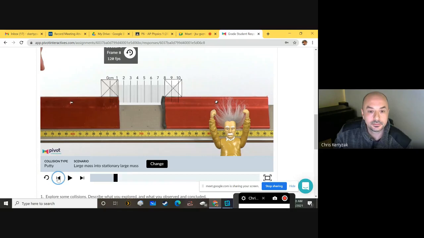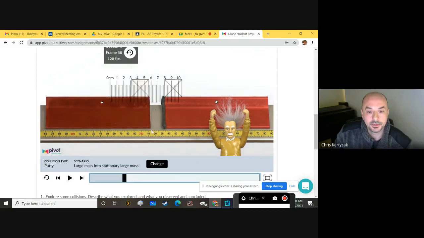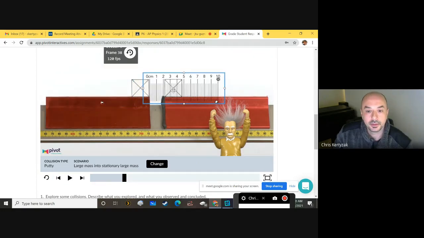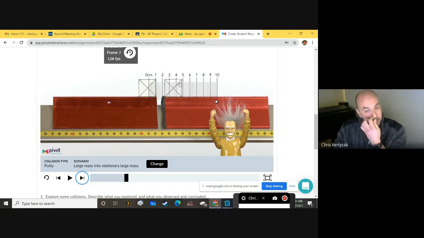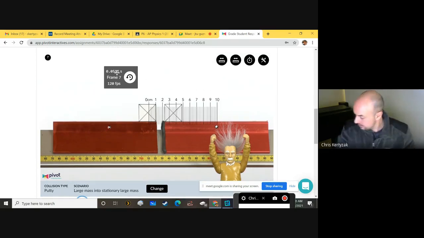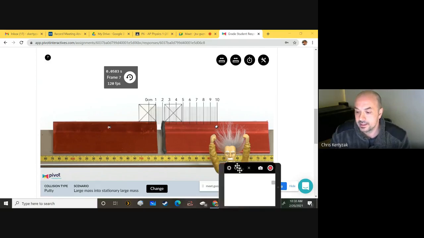In fact, I'm going to go a little further, right up here. Good enough for me. So that's 1 centimeter, and it took 0.0583 seconds. Let me do that quick distance over time calculation. It's 1 centimeter, but it has to be put in as 0.01 meters because we're going to use meters per second. 0.01 divided by 0.0583, I get 0.17. So this guy's moving at 0.17 meters per second.